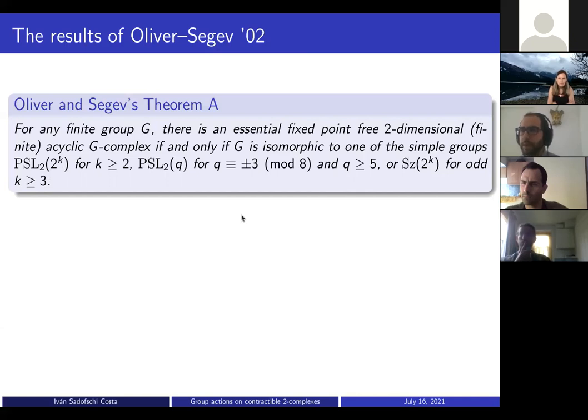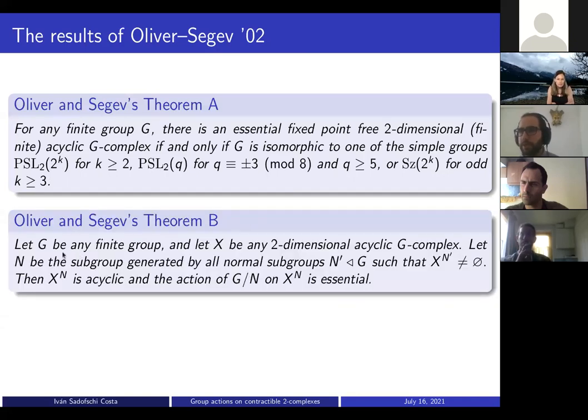And then the second part is Theorem B, which says that if we start with any action of a finite group G on a two-dimensional acyclic G-complex X, then we can consider the subgroup N, which is generated by all normal subgroups N' which fix something. Then the fixed point set of N is an acyclic subcomplex, and the action of the quotient G/N on these fixed points is an essential action. So we start with any action, we obtain an essential action. This group here by Theorem A must be one of those groups here. I didn't say what essential means, just for completeness.